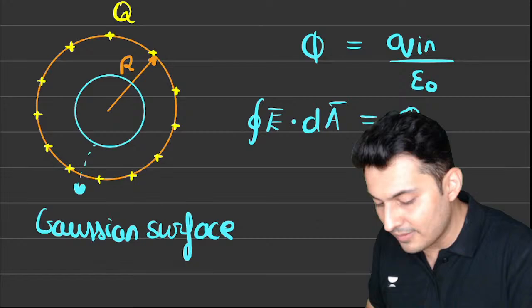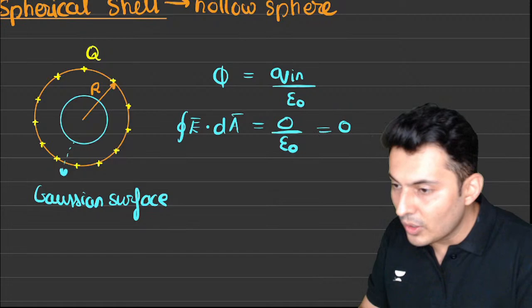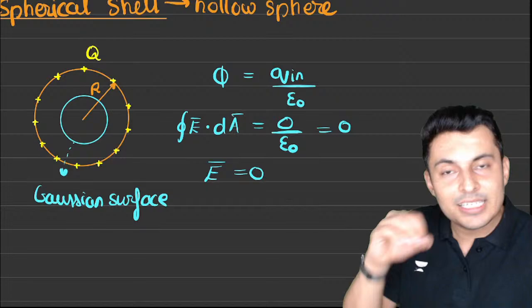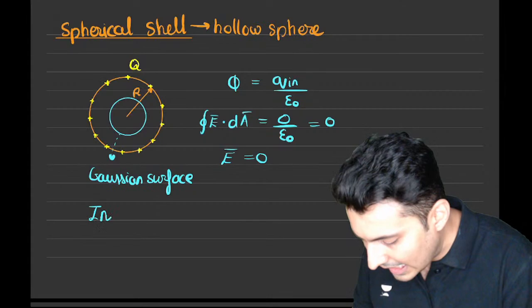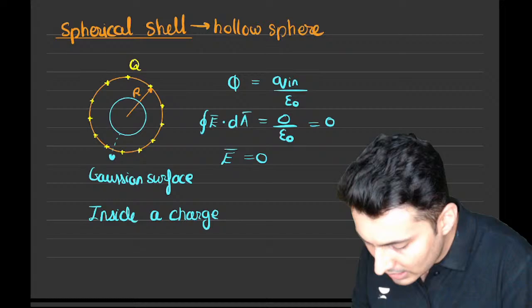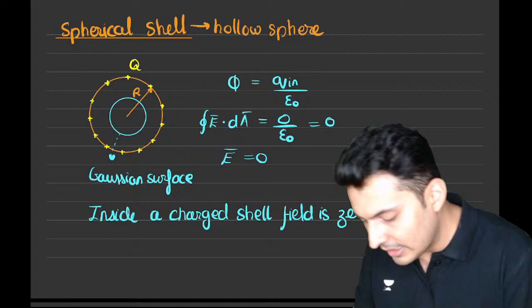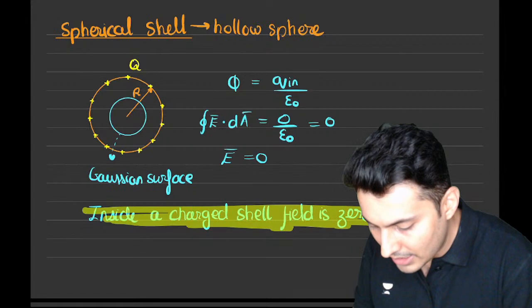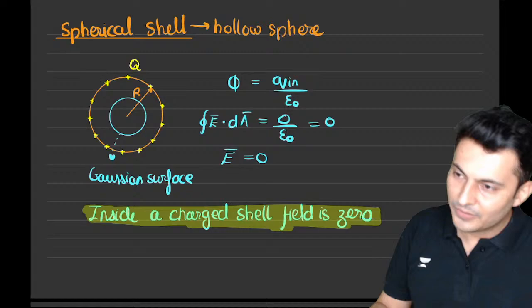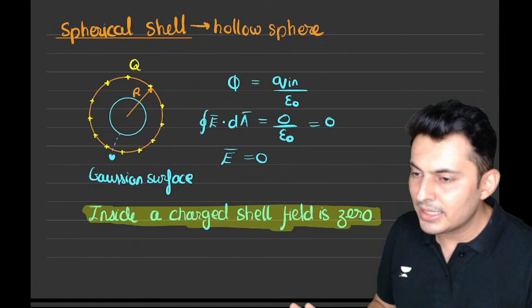So if RHS is going to be zero, LHS has to be zero. That means electric field has to be zero. That means inside a charged shell, which is a hollow sphere, the field is basically zero. That should be the conclusion of this particular derivation. Everybody agrees with this pointer. Very good. Understood? Simple.